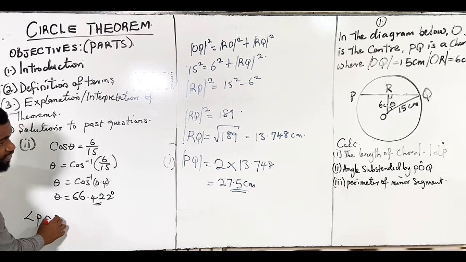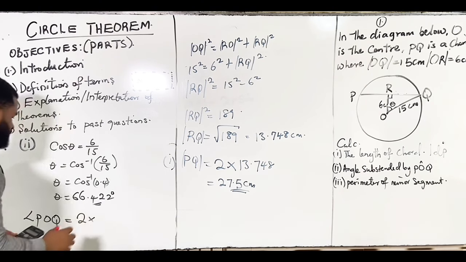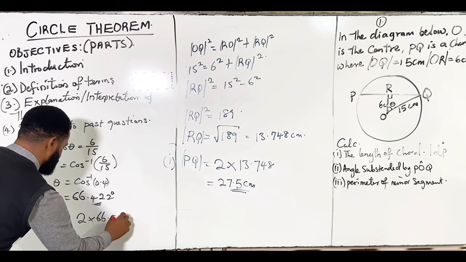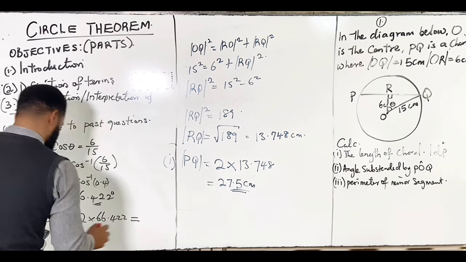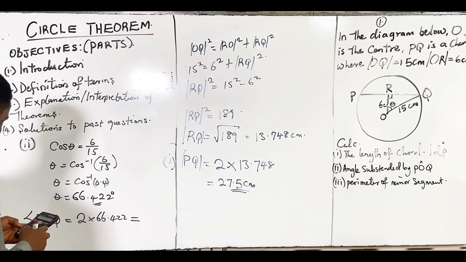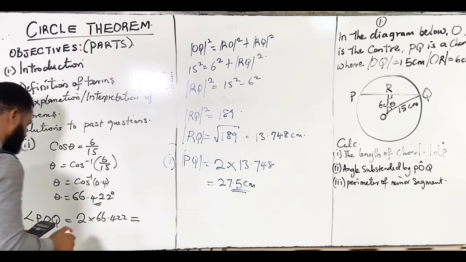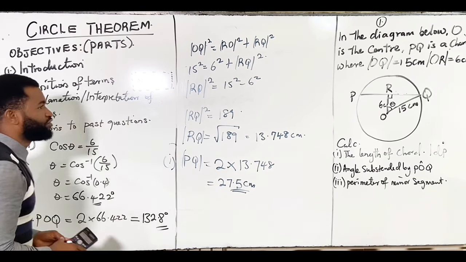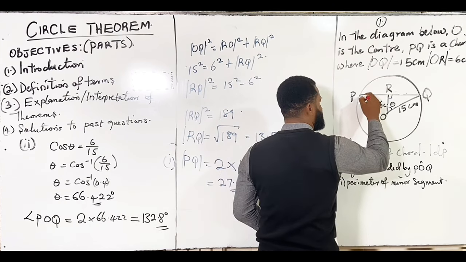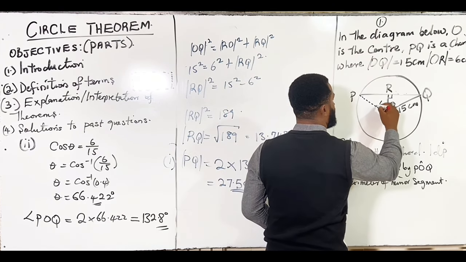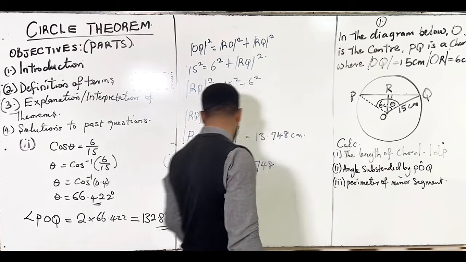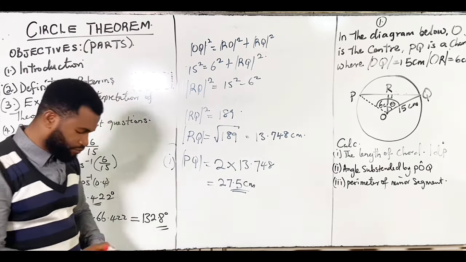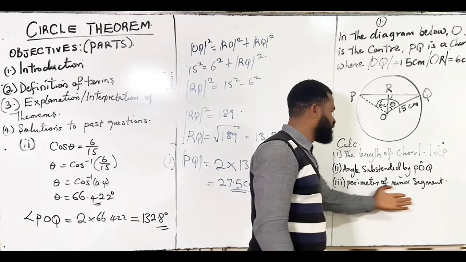So the angle POQ is equal to 2 times 66.422, which is going to be 132.8 degrees. So that is the angle from P to Q, or from here to this place, 132.8. All right, so the last one is the perimeter of the minor segment.